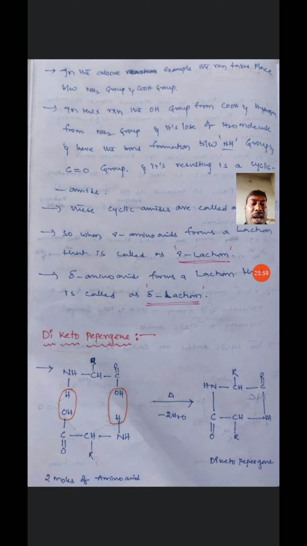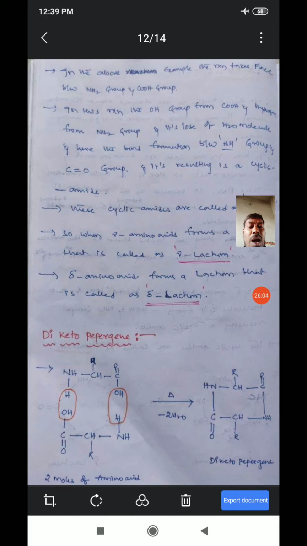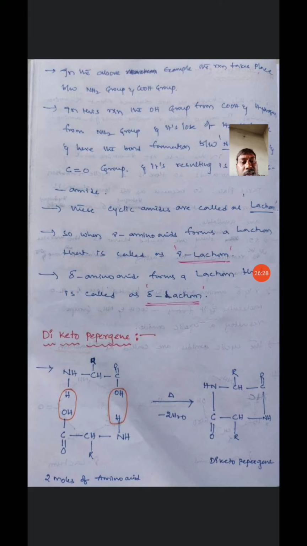These cyclic amides are called lactams. When a gamma amino acid forms a lactam, it is called a gamma lactam, and when a delta amino acid forms a lactam, it is called a delta lactam. So this is the information about lactams.